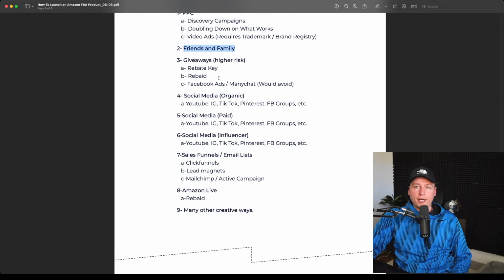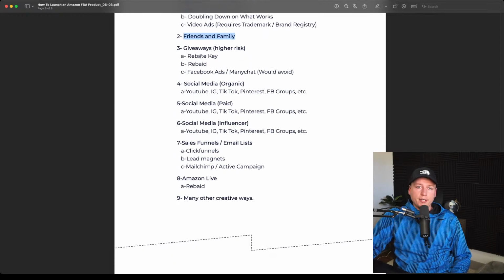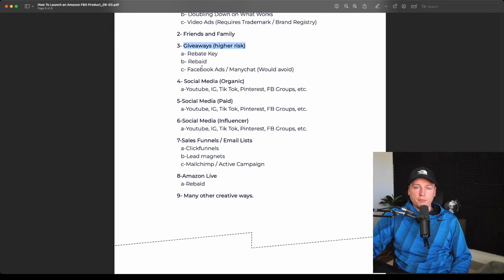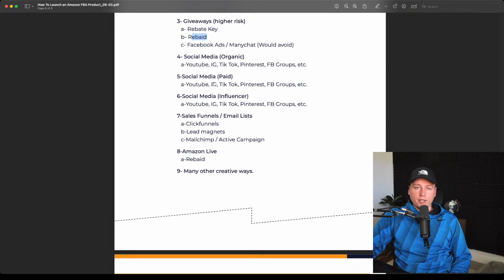Okay. Next on traffic, friends and family. Again, this kind of goes in both categories because you can use friends and family to get sales velocity too. Giveaways are a little bit higher risk. Amazon kind of hates these and is doing everything they can to combat them. But Rebate Key, Facebook ads, ManyChat, very complex. You can do this to increase your sales velocity, but it's one of my least favorite ways right now to do this, just because Amazon tracks where these customers come from and they seem to give them less weight.